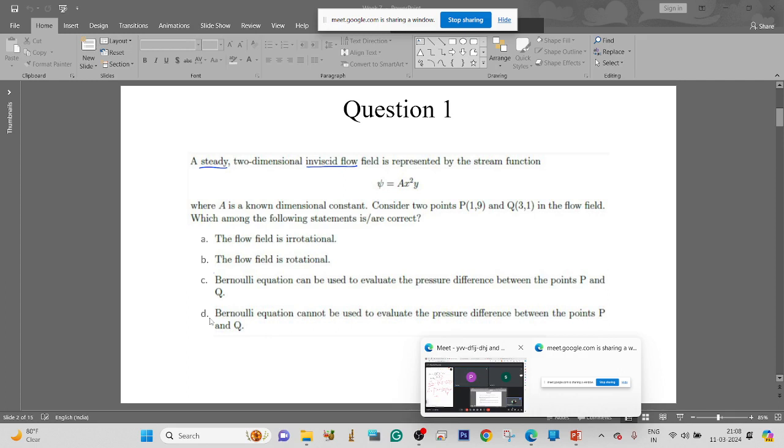The stream function will be constant along the streamline. So for both points P and Q, the stream function should be the same. The value should be the same, rather. So in that way also you can do it.